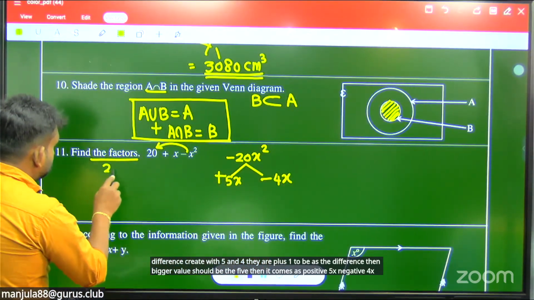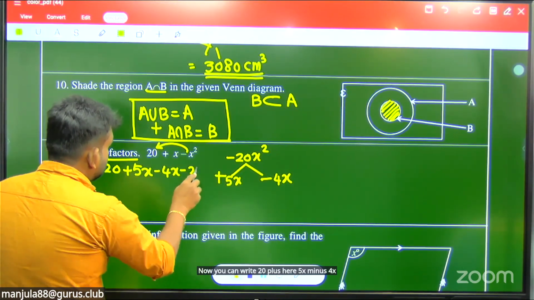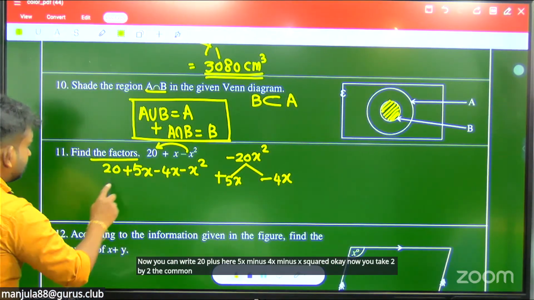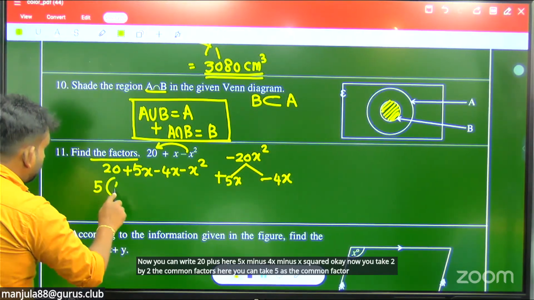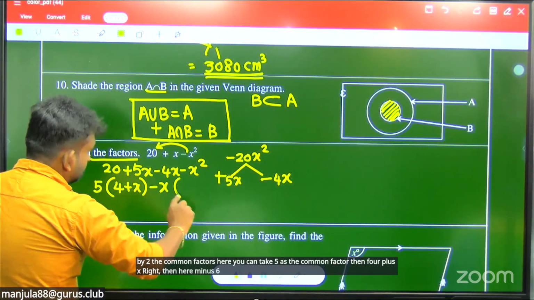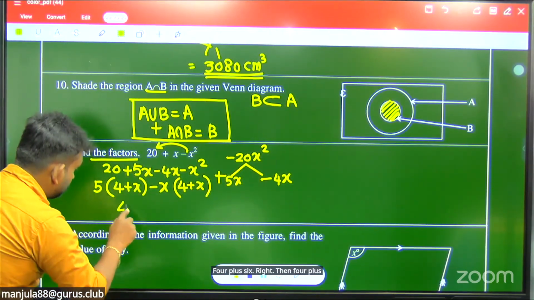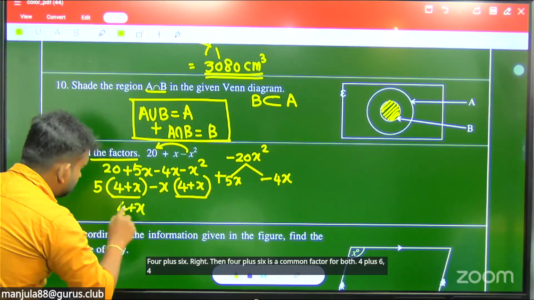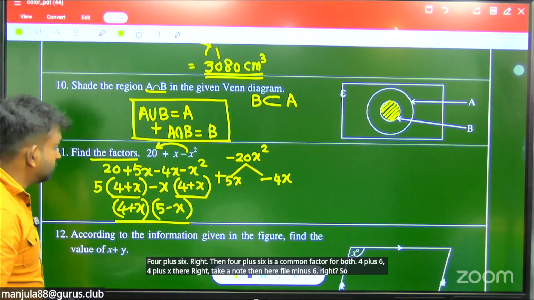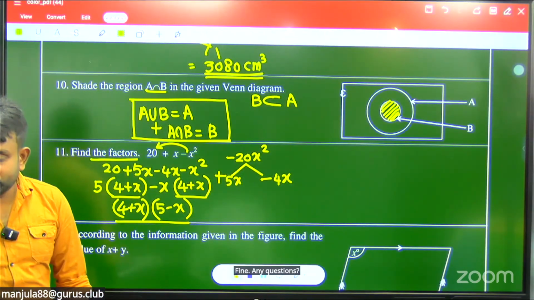Now you can write 20 plus 5x minus 4x minus x squared. Okay, now you take the common factors two by two. Here you can take 5 as the common factor, then 4 plus x, right? Then here minus x is the common factor, 4 plus x. Then 4 plus x is a common factor for both. Taken out, then here 5 minus x. So the answer comes as 4 plus x, 5 minus x. Fine. Any questions? Hands up those who got this answer.